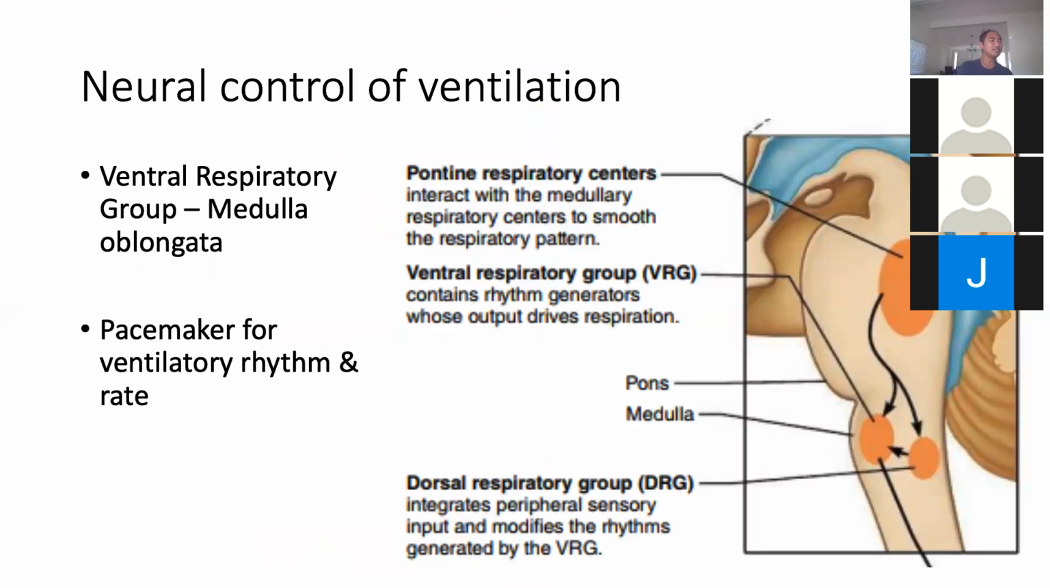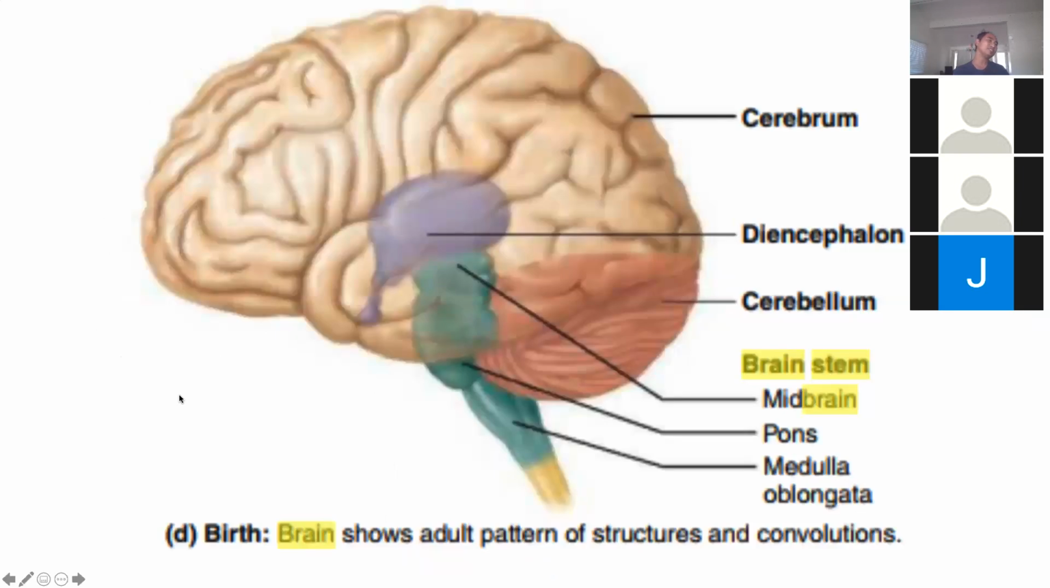So this respiratory center, the ventral respiratory group, is the pacemaker of respiration. What am I showing here? This is the brainstem. This is the cerebral cortex, and this is the cerebellum. The brainstem is made of the midbrain, pons, and medulla oblongata.